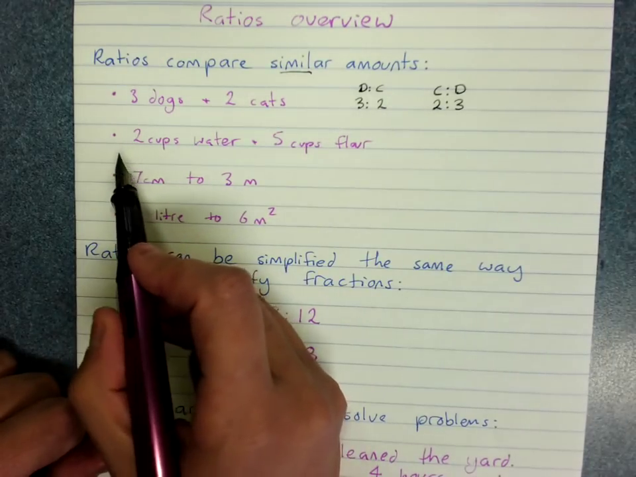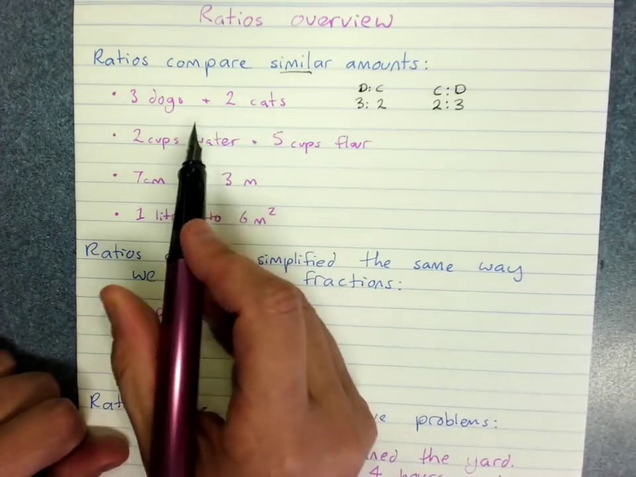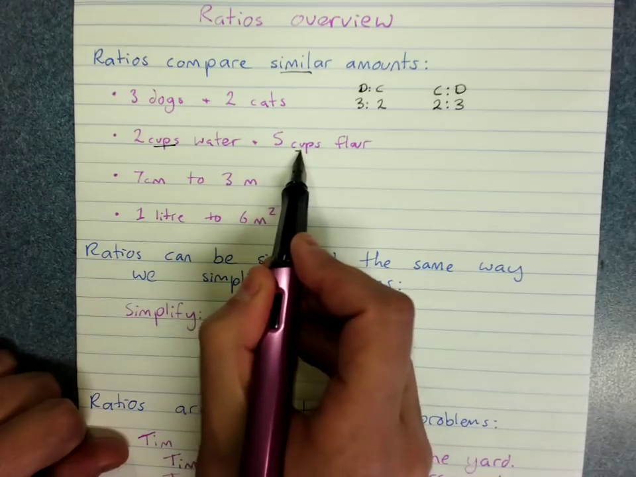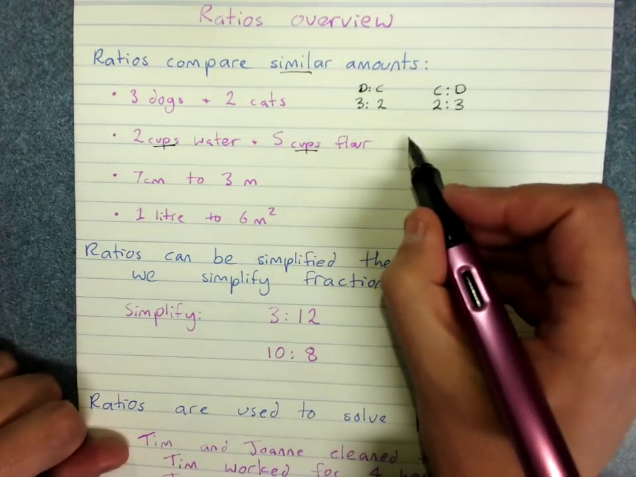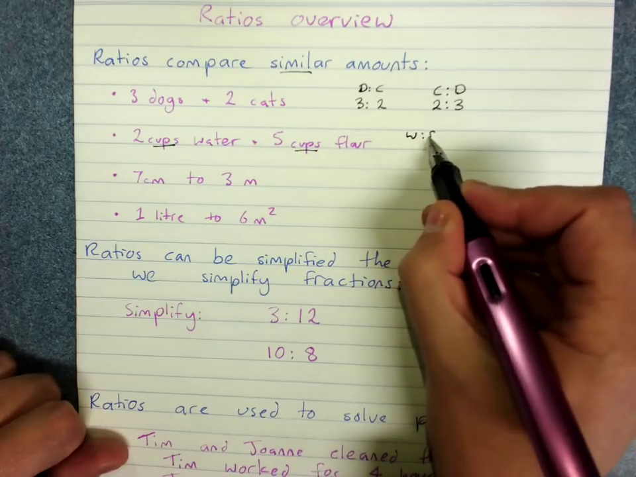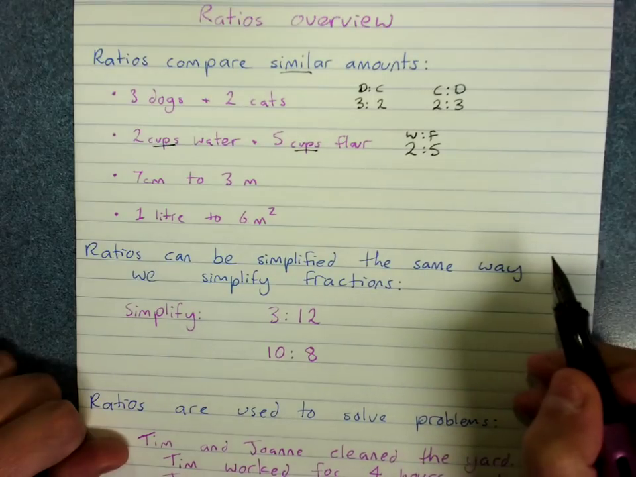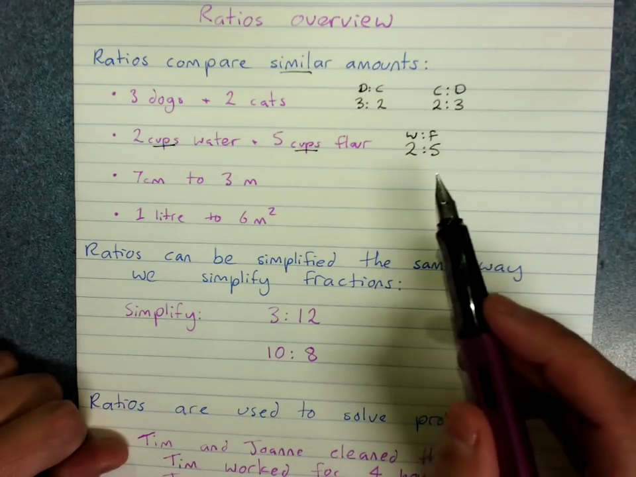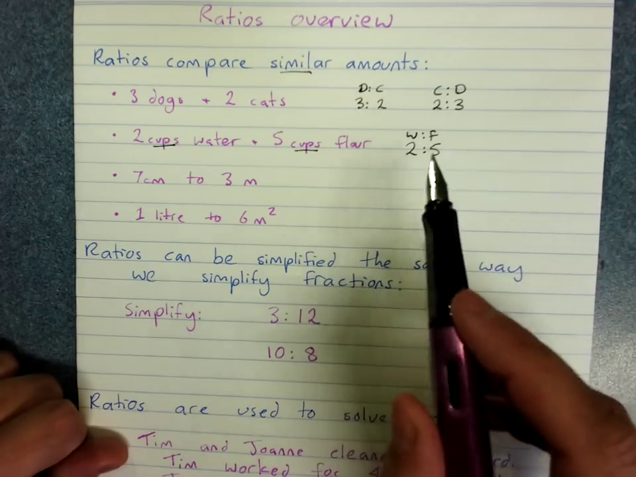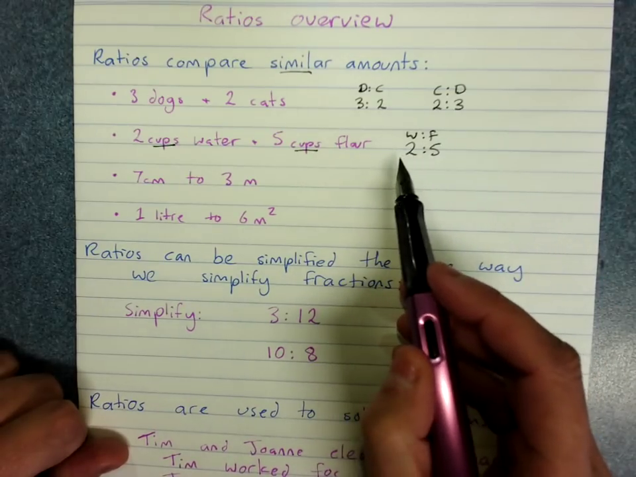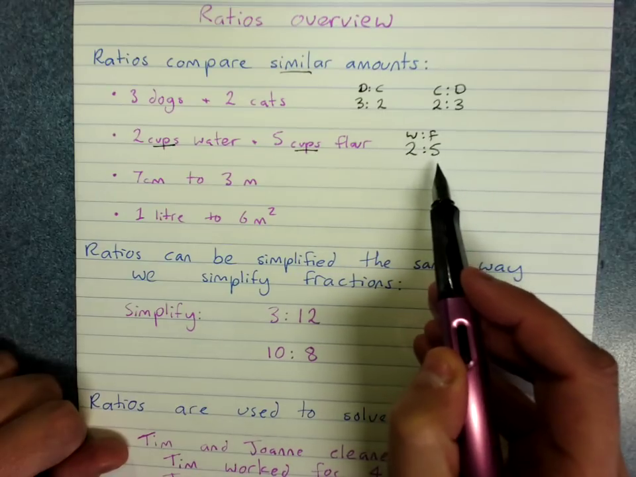Here's one, maybe it's the start of a recipe. I need 2 cups of water and 5 cups of flour. Because they're both cups, I can compare those in a ratio. The ratio of water to flour would be 2 to 5. They could ask for the ratio of flour to water, that would be 5 to 2. And what this is saying is, if I've got 2 cups of water, I'll have 5 cups of flour.